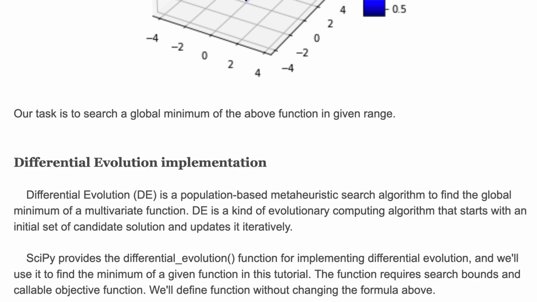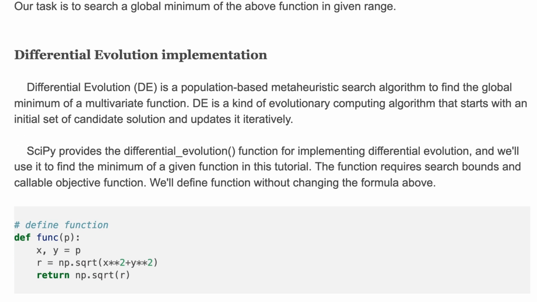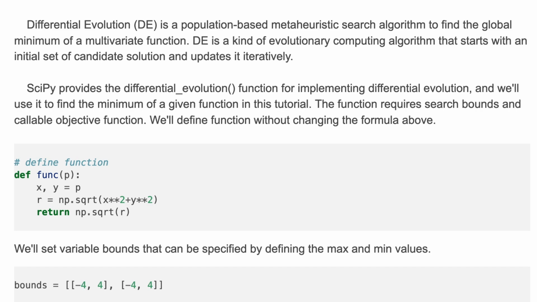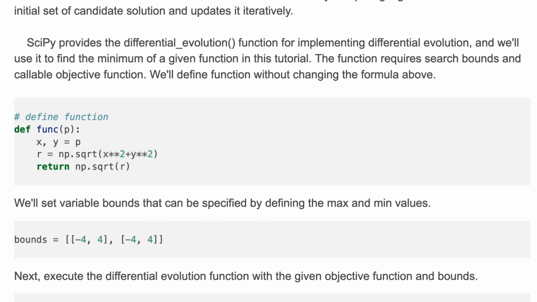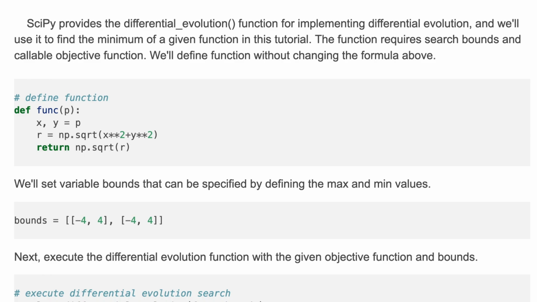function in this tutorial. The function requires search bounds and a callable objective function. We'll define a function without changing the formula above. Here is the callable function, and we'll set the variable bounds that can be specified by defining the max and min values. Here the minimum is minus 4 and the maximum is 4. Next, we execute the differential evolution function with a given objective function and bounds.